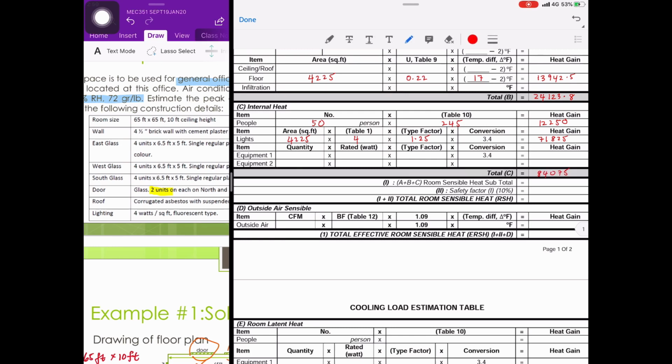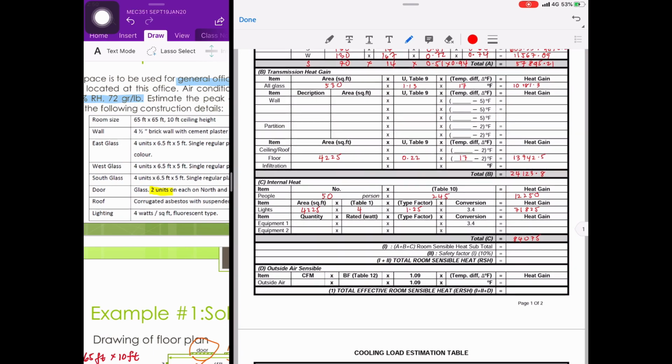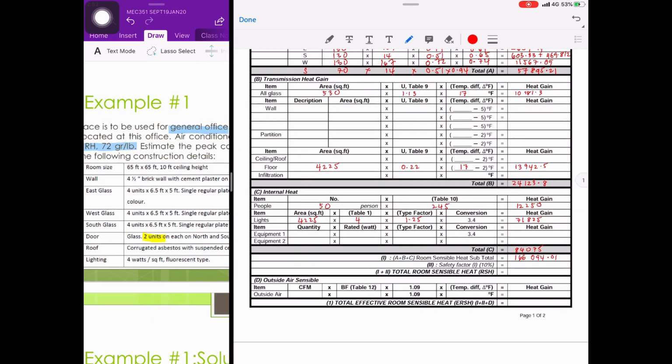Now we can calculate the room sensible heat subtotal from section A, B, and section C. Once we obtain the room sensible heat subtotal, which for our case is 166,094.01 BTU per hour, we can now determine the safety factor of 10% for the room sensible heat subtotal. And now we can calculate the total room sensible heat RSH by adding these two values.